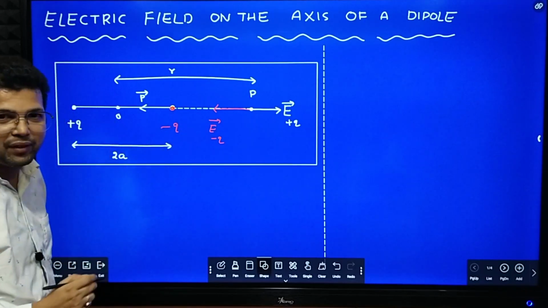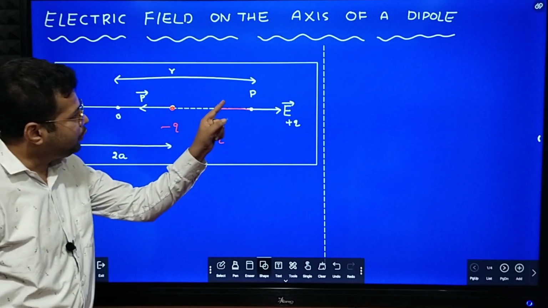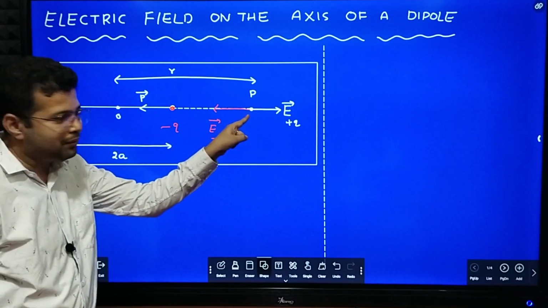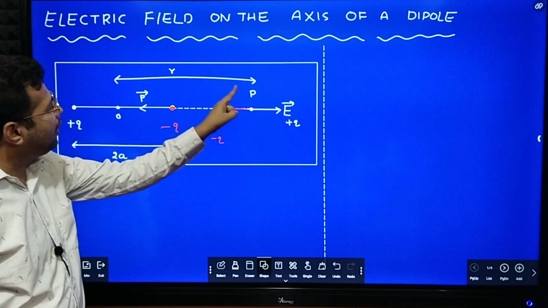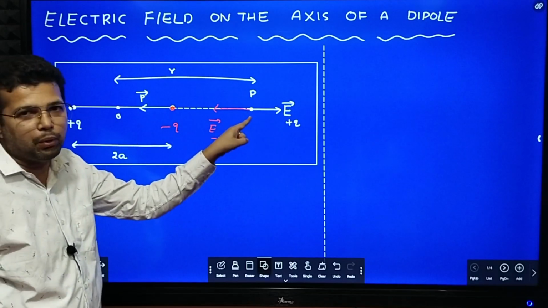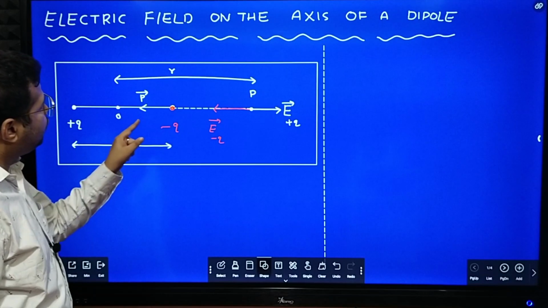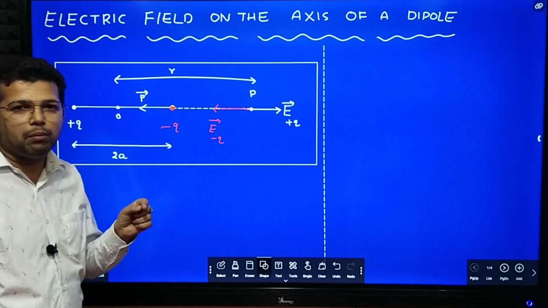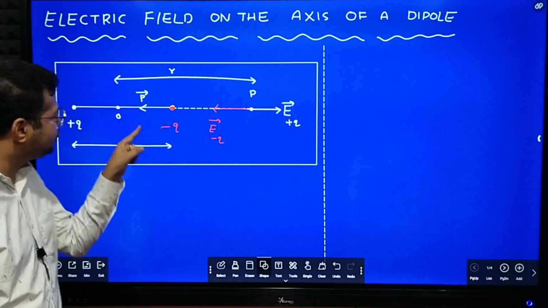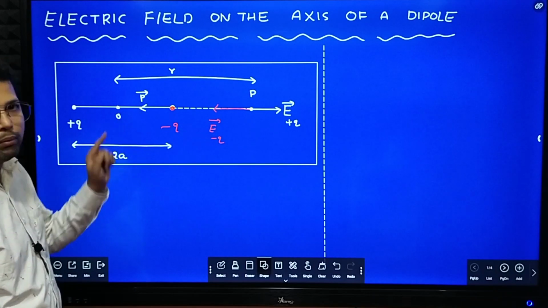O is the center of the dipole. Now we want to calculate electric field at a distance r from the center of the dipole. Say this point is P. Now what is electric dipole moment? Electric dipole moment always acts from negative to positive charge. Here we have written electric dipole moment.